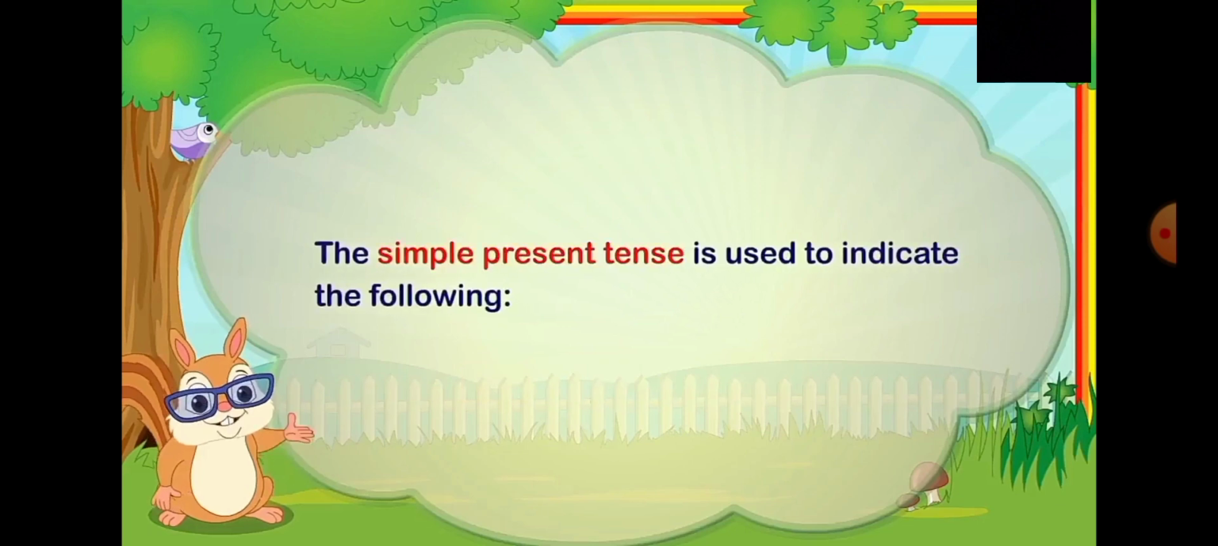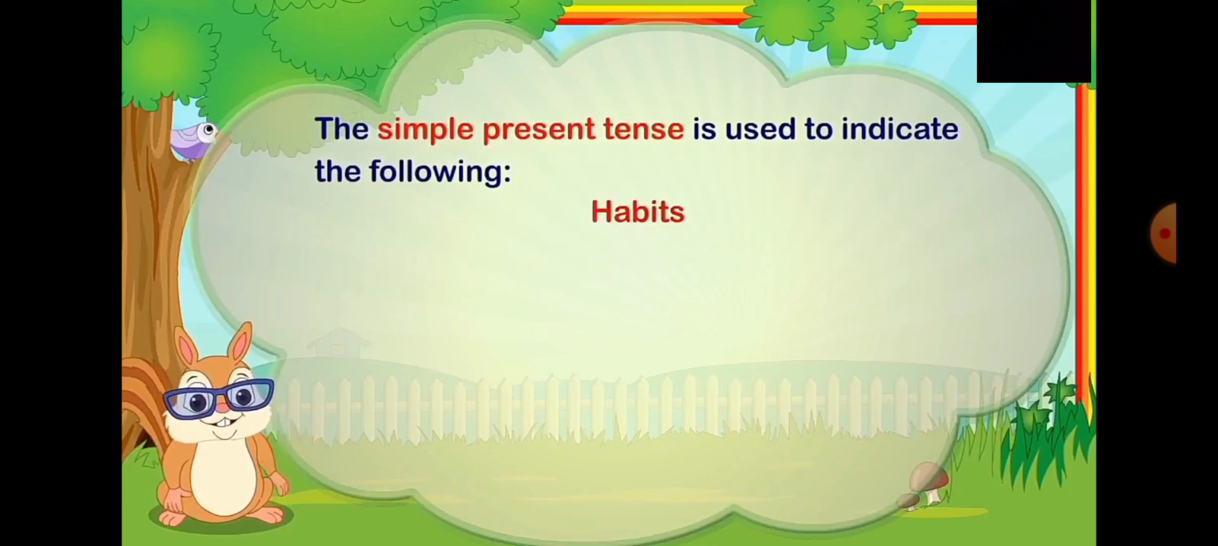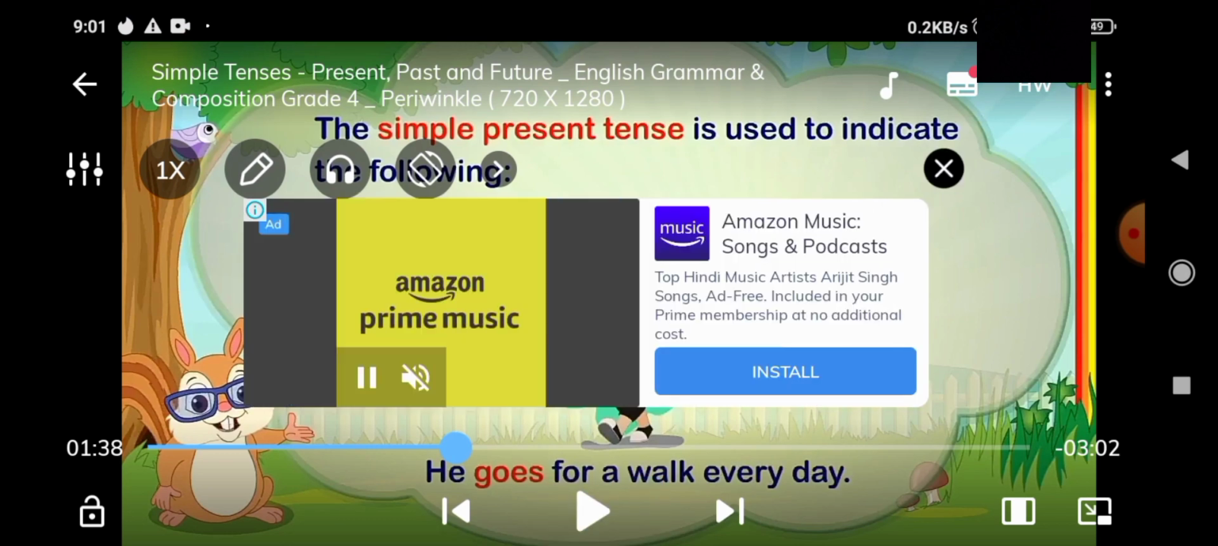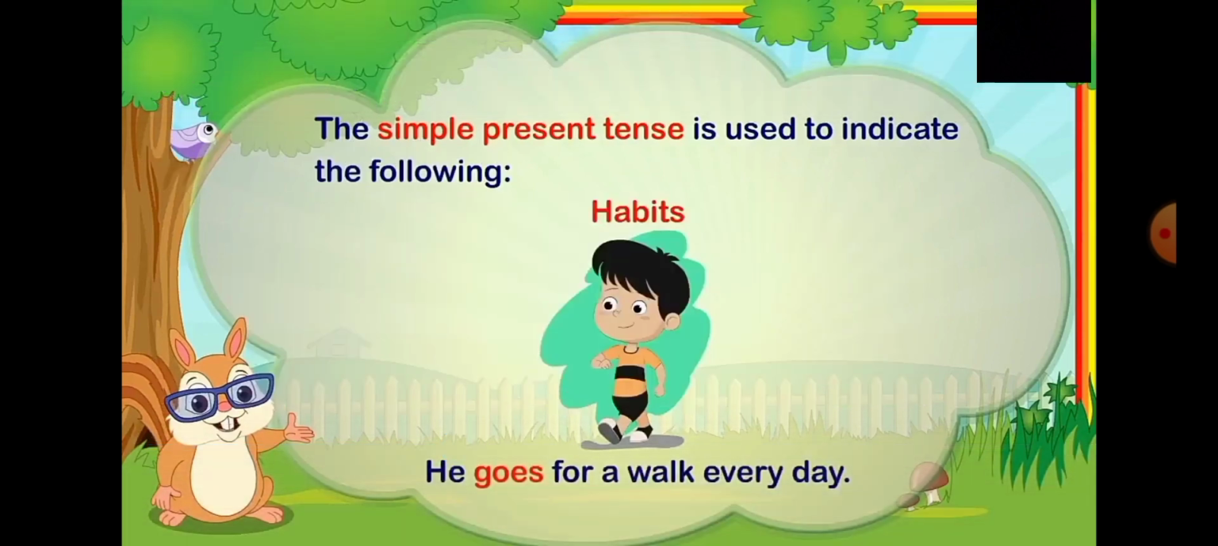The simple present tense is used to indicate the following things: habits, for example, he goes for a walk every day. Simple present tense is used to indicate any habits that we have. Like, I go for a walk every day. I go to school every day. I study every day. I play every day. So, these are your habits, and they are indicated by simple present tense.